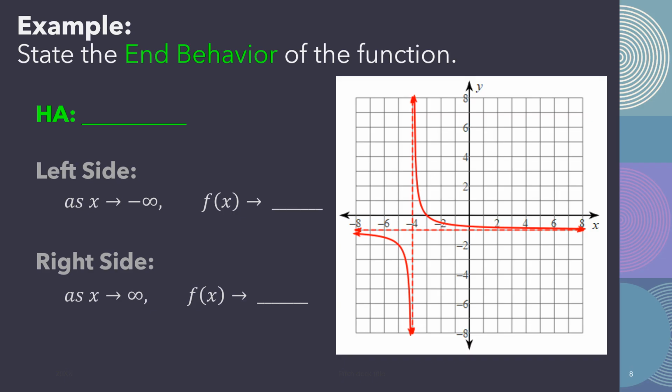For this example, we're going to state the end behavior of the graphed rational function. All we need to do is determine the horizontal asymptote, and we can see that the horizontal asymptote is at y equals -1. Therefore, on the left, as x approaches negative infinity, the y values, f of x, approach -1, that value of the horizontal asymptote. And on the right side, as x approaches positive infinity all the way to the right, again, f of x approaches the value of the horizontal asymptote, f of x approaches -1.